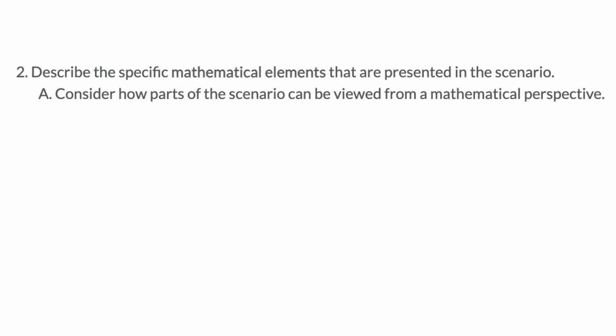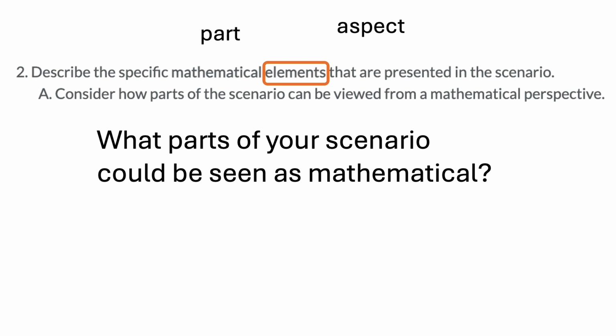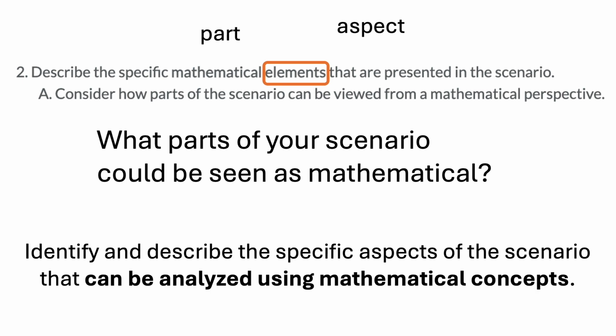Moving on to number 2. Describe the specific mathematical elements that are presented in the scenario. Consider how parts of the scenario can be viewed from a mathematical perspective. So with number 2, the word element just means part or aspect. What parts of your scenario could be seen as mathematical? You need to identify and describe the specific aspects of the scenario that can be analyzed using mathematical concepts. For instance, in scenario 2, how could we view the environmental impact of a community garden mathematically?